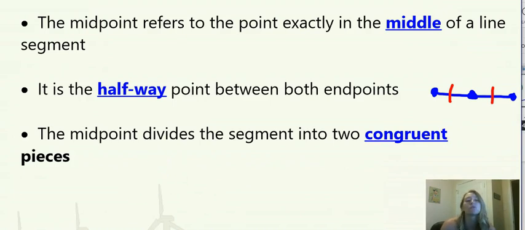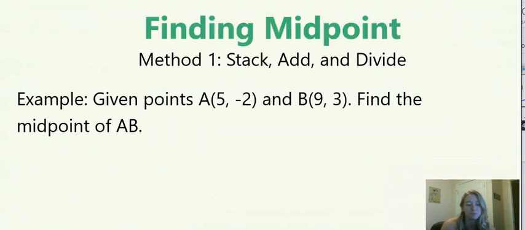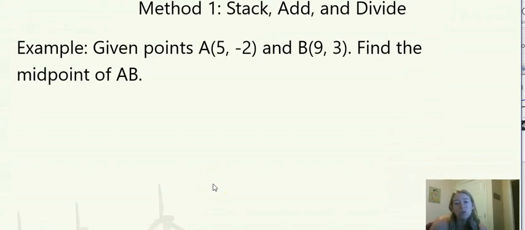Let's look at how we'll solve for a midpoint. The first method that I'm going to show you is known as stack, add, and divide. So when we're doing stack, add, and divide, it's exactly as it sounds. We're going to stack the two points on top of each other, and we're going to add them together. And then once we've added them together, we're going to divide by 2. So let's find out what our points are. We've got points (5, -2) and (9, 3), and we're asked to find the midpoint.